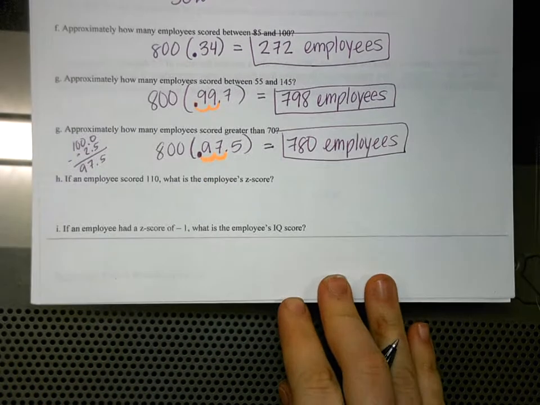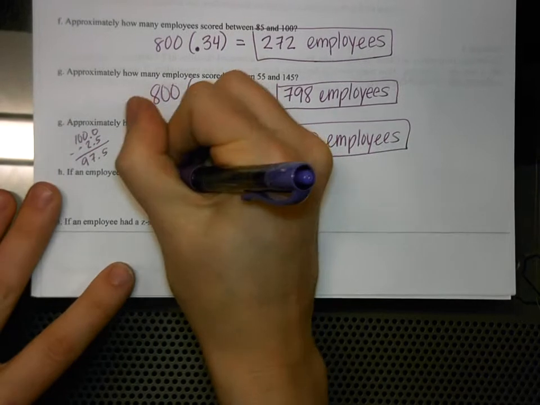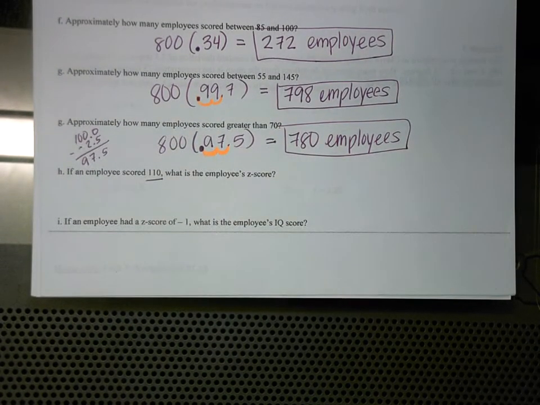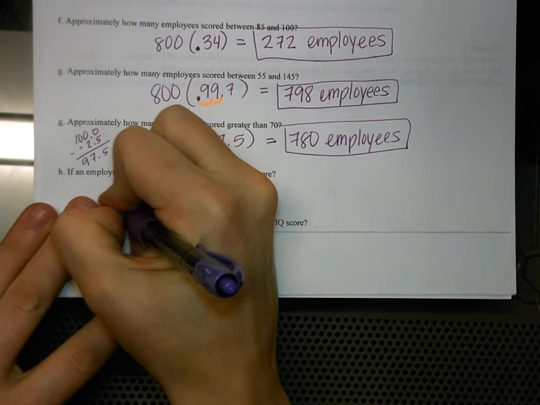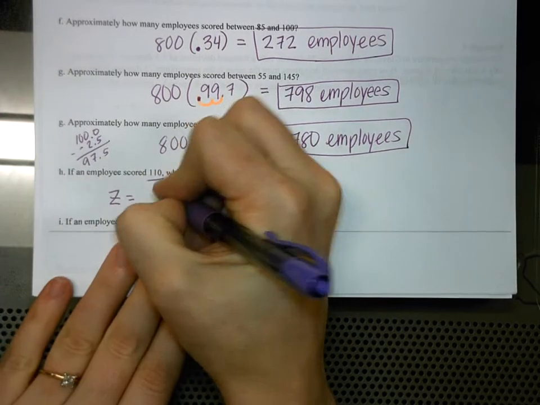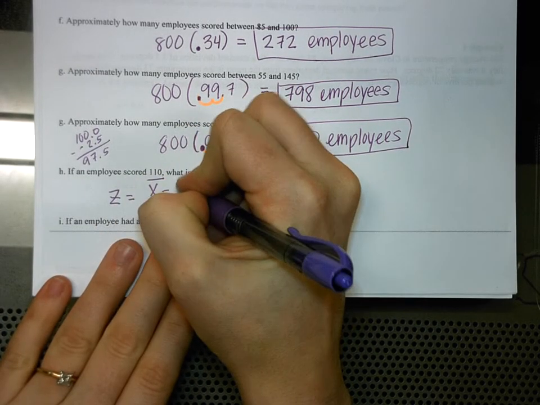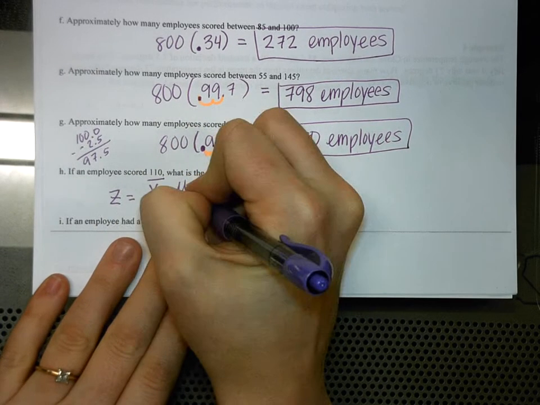If an employee scored 110, what is the employee's z-score? Which means I have to list my z-score formula. So x minus mu over sigma.